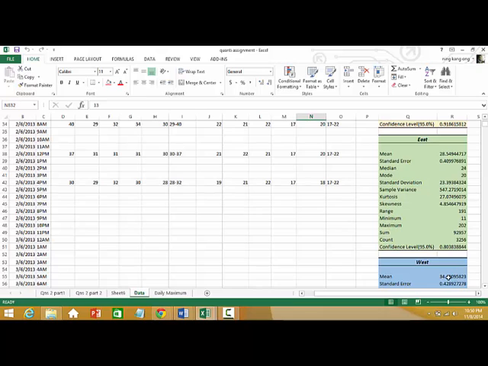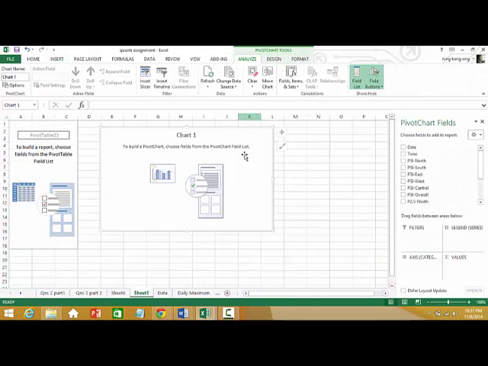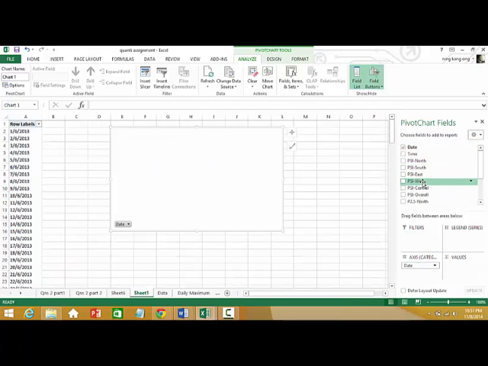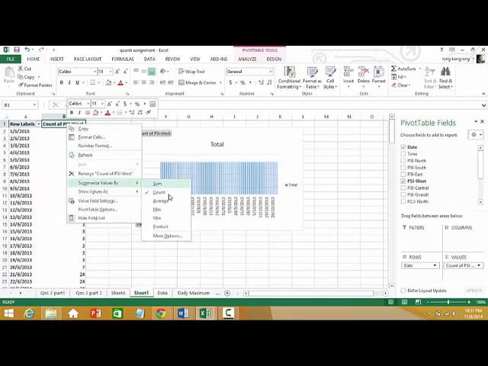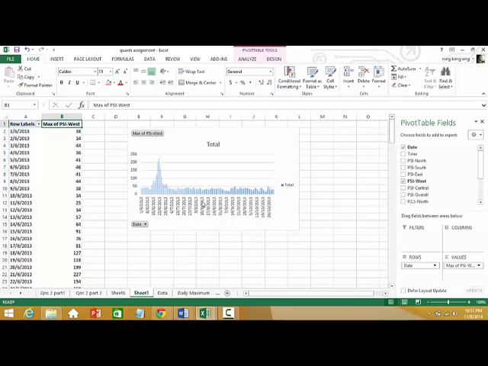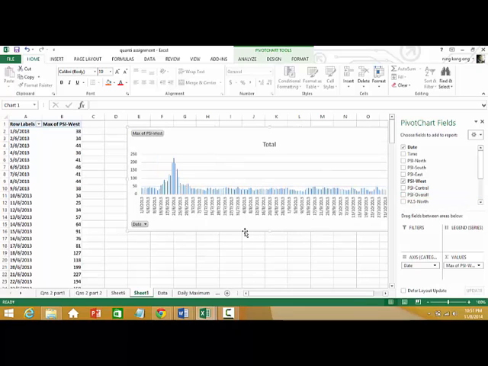So after knowing West has the worst air quality, you just have to go to Insert, Pivot Chart. Just put the date against the PSI of West. However, the question wants the maximum of West, so you have to change it from count to West. So in order to make the graph able to see the readings per day, you have to extend the graph so it's much clearer.